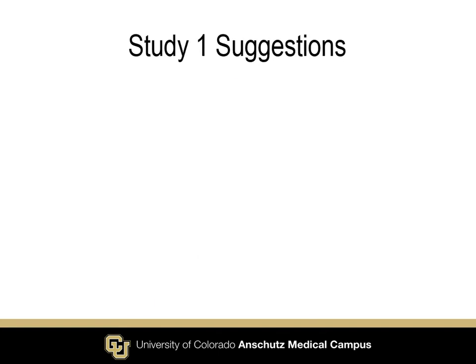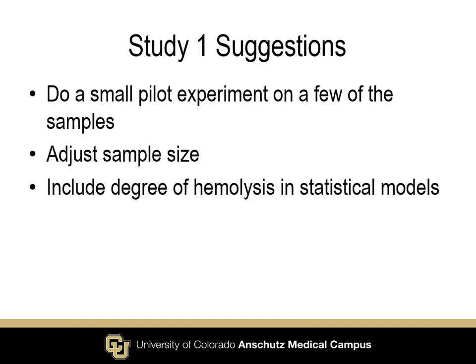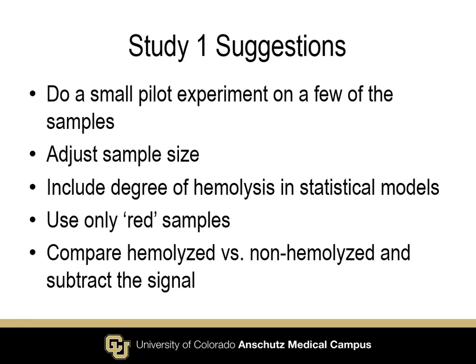So some suggestions, if no one has an answer for me. You could do a small pilot experiment on a few of the samples and see what the differences actually are. You could also potentially adjust the sample size to account for that difference in volume. You could include that degree of hemolysis in your statistical models. And you could also maybe just use only the red ones, the ones that have quite a bit of hemolysis. And then there is also the option to compare the hemolyzed versus the non-hemolyzed and subtract that signal out.